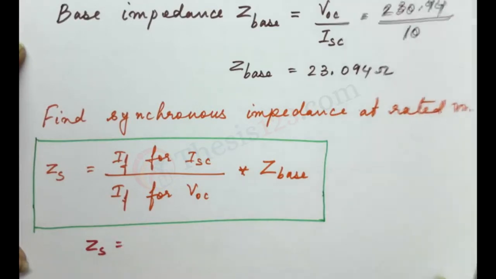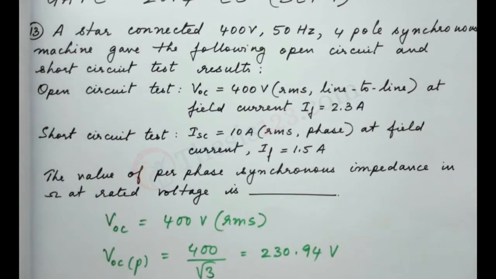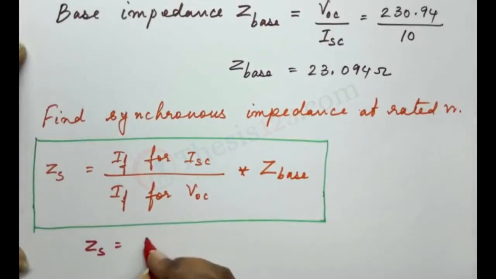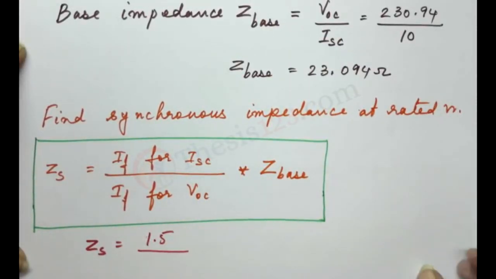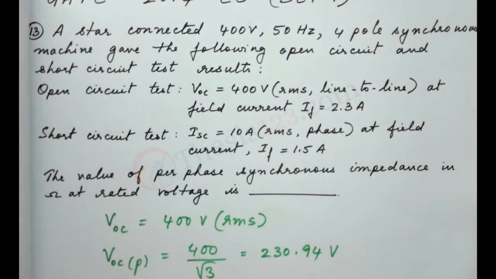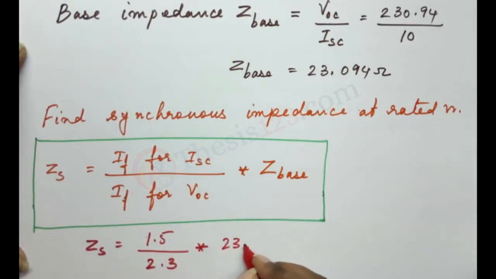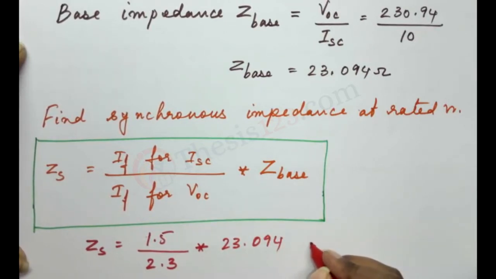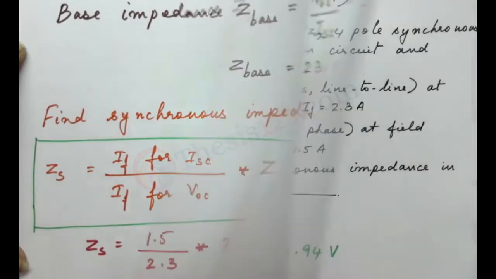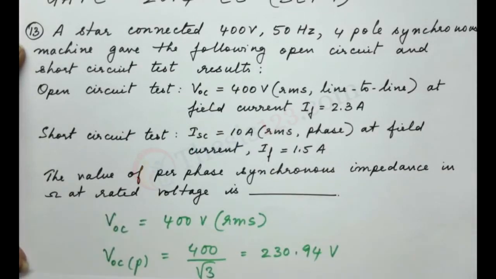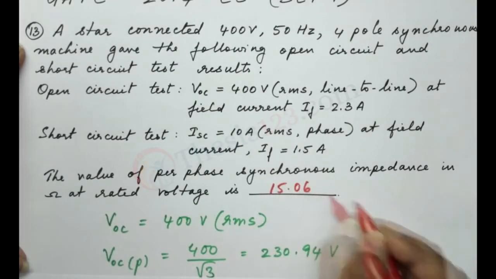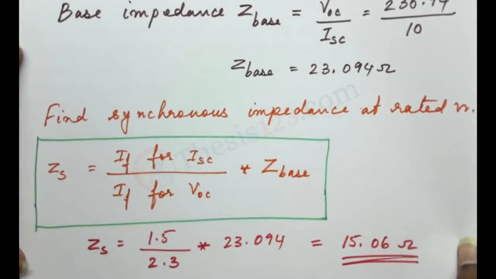So what is IF for the short circuit test? We have IF as 1.5. So that's 1.5 divided by the field current for the open circuit test. What is that? 2.3. 2.3 multiplied by the base impedance 23.094. Now if you solve this, you will get a value of 15.06 ohms. This is our final answer. So let me just write that down in the space here, 15.06. Well, this is the solution and I hope it has helped.